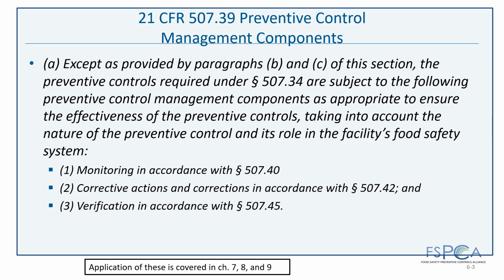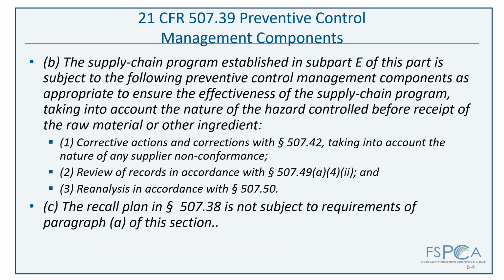Okay, so what this is saying is that if we decided we needed a preventive control, we need to have these three management components in place to make sure that the preventive controls are actually effective. And of course, these are only going to be designed and implemented as appropriate to the facility's food safety system. And when we're talking about a supply chain applied control, which is a little bit different situation, we need slightly different management components.